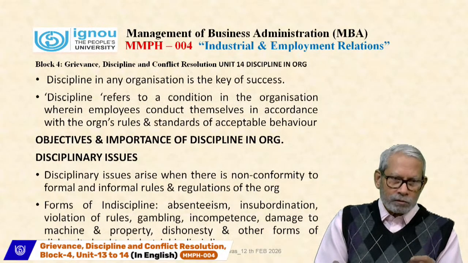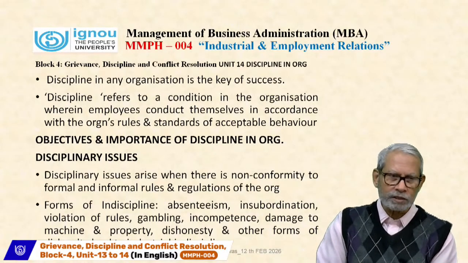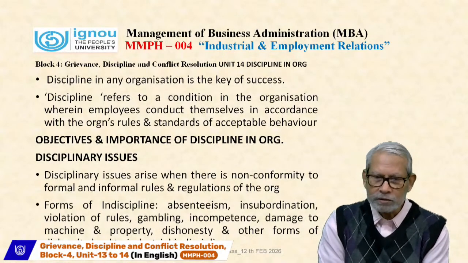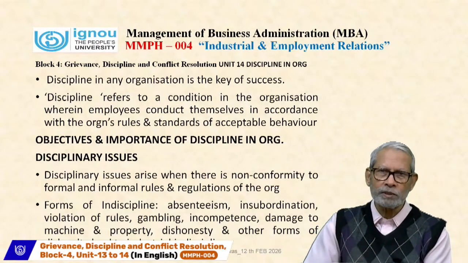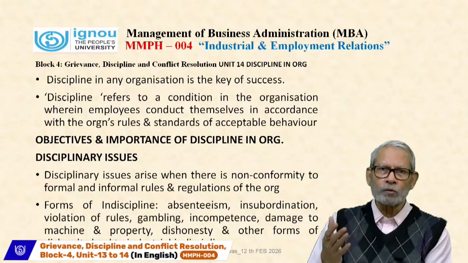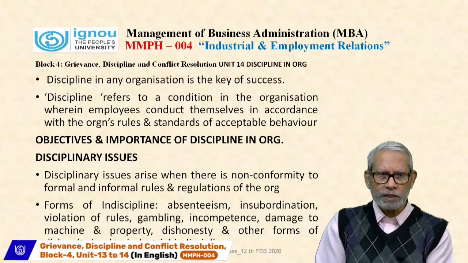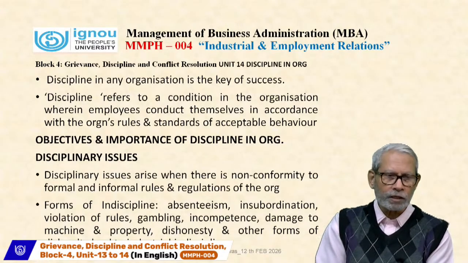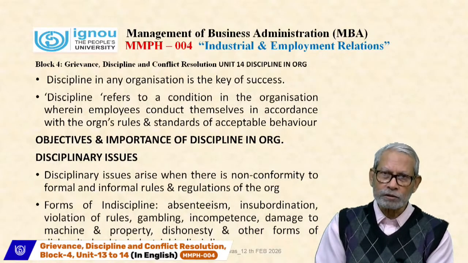Then discipline is one of the aspects. Discipline is very much the key to success, as we say. Discipline refers to the conditions in the organization where employees conduct themselves in accordance with the organization's rules and regulations, and some standards will be there which everybody is supposed to follow. What are the objectives? Disciplinary issues arise when there is non-conformity to the formal and informal rules and regulations of the organization.